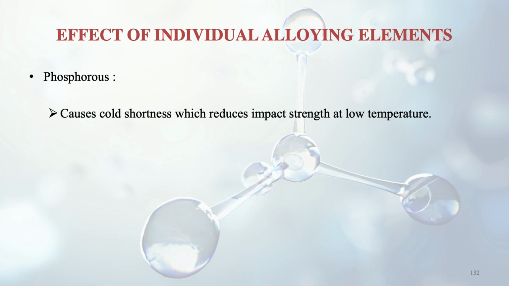So as soon as the cooling is happening and there is a certain cooling rate, then the tendency comes in due to this phosphorus of cold shortness, meaning embrittlement will be there. The tendency of the specimen will be to get brittle. That's what we mean by cold shortness, and this will reduce impact strength at low temperature. Obviously, if it gets brittle, impact strength will decrease.